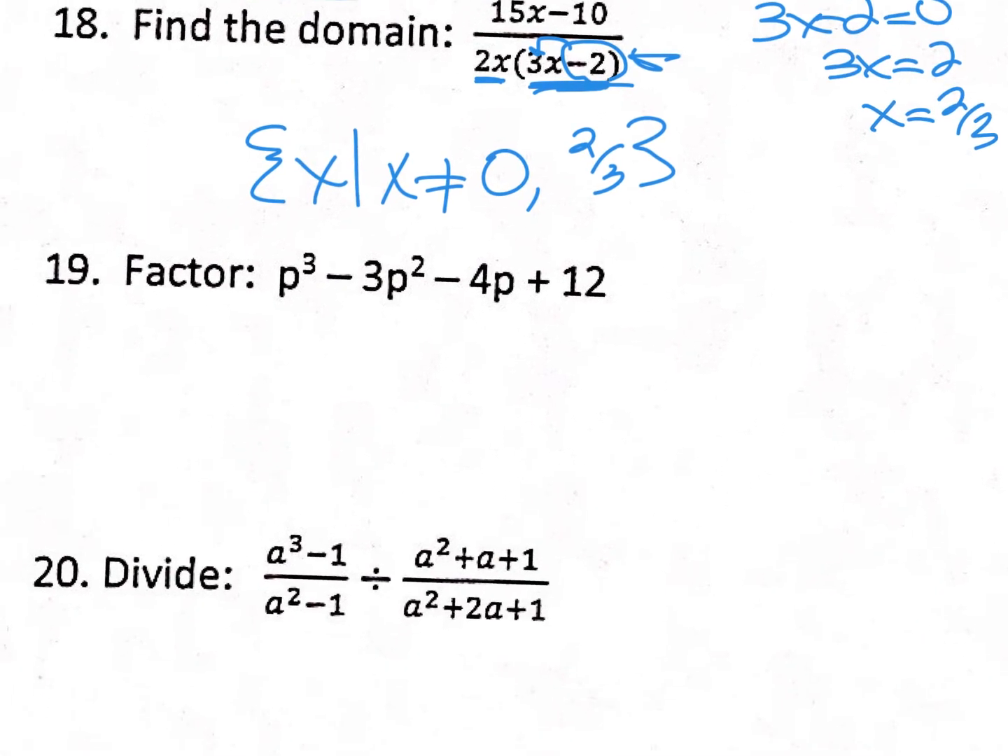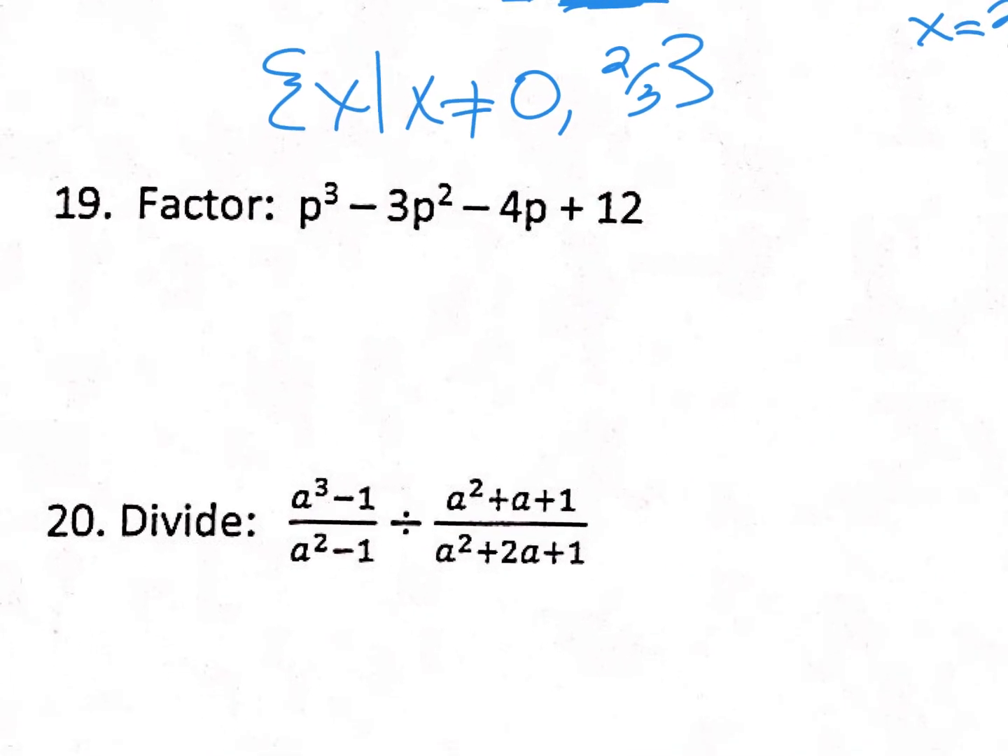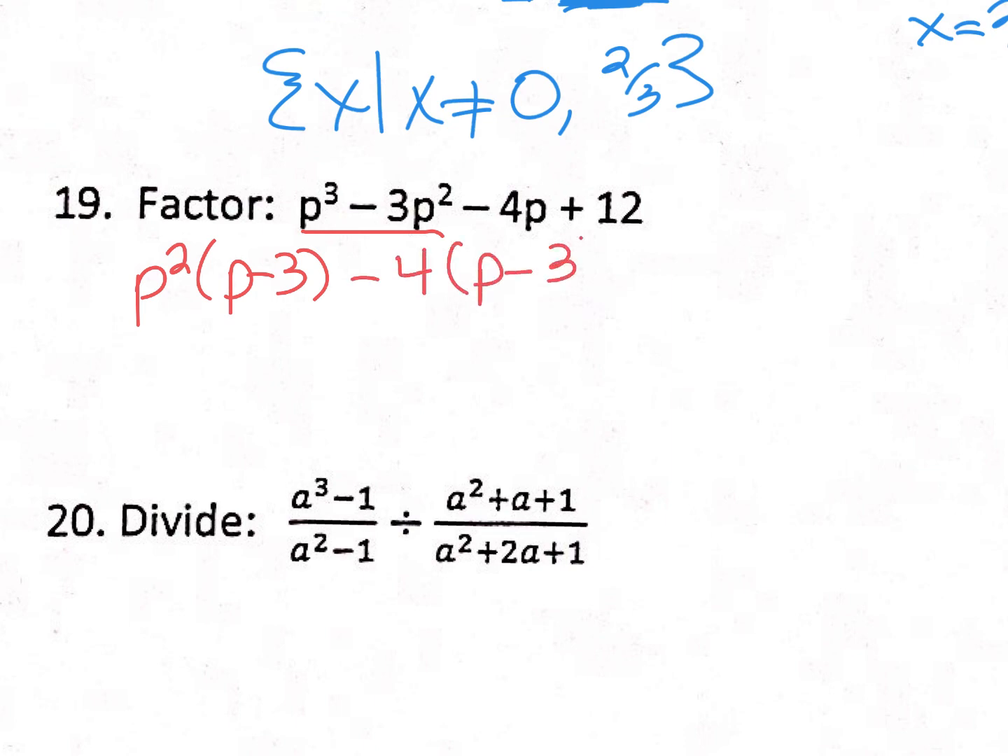All right, the next one, 2 more to go. Number 19 is factor, and there's 4 terms. Anytime you're going to factor 4 terms, you got to factor by grouping. So on the first 2, I'm taking out the p squared, which leaves a p minus 3. Now this will only work if I get a p minus 3 again. So to get a p minus 3 again, I got to take out a negative 4, which is important. If you take out a positive 4, you'll get a negative p plus 3, which is not what you want.